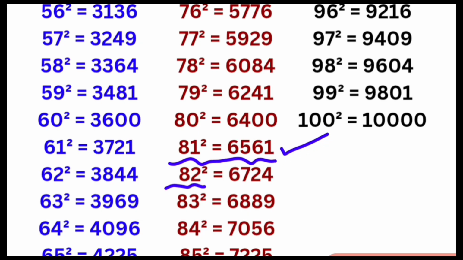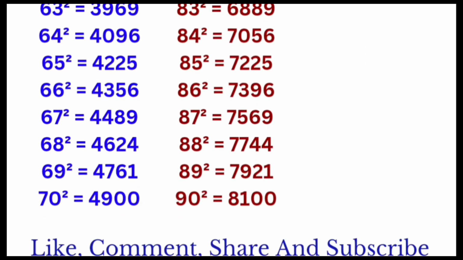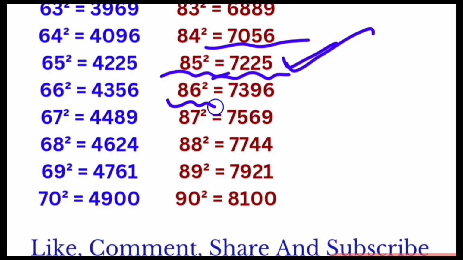Square of 82 is equal to 6724. Square of 83 is equal to 6889. Square of 84 is equal to 7056. Square of 85 is equal to 7225. Square of 86 is equal to 7396.